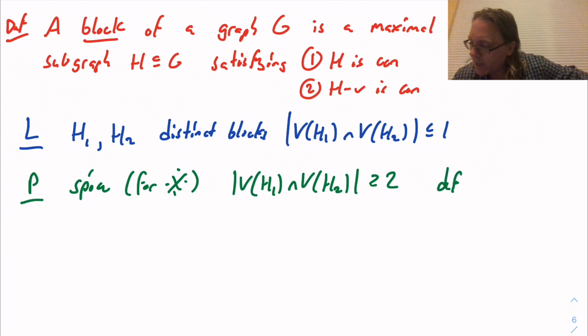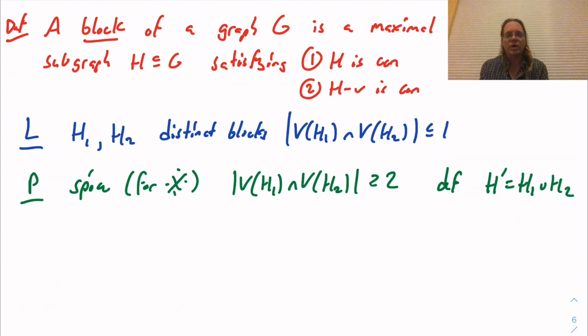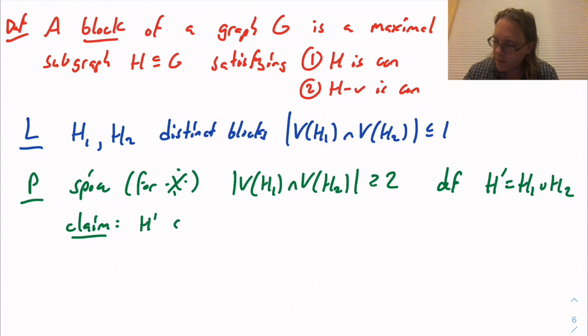and I'm going to define, I guess in the notes I call it H prime. I don't know why I called it H prime. So H prime is going to be H1 union H2, just the union of those two subgraphs. Now I claim that H prime is going to be connected and is going to stay connected when you delete any vertex. So my claim is that H prime satisfies 1 and 2.